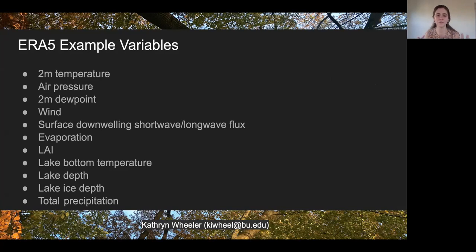So you have the 2-meter air temperature or air pressure, the 2-meter dew point, wind, surface downwelling shortwave and longwave flux. You have evaporation, you have leaf area index or LAI. And I found it interesting, they do have some other lake related things for the aquatic folks. So you have the lake bottom temperature, lake depth, lake ice depth, and also total precipitation, which is related to a lot of things.